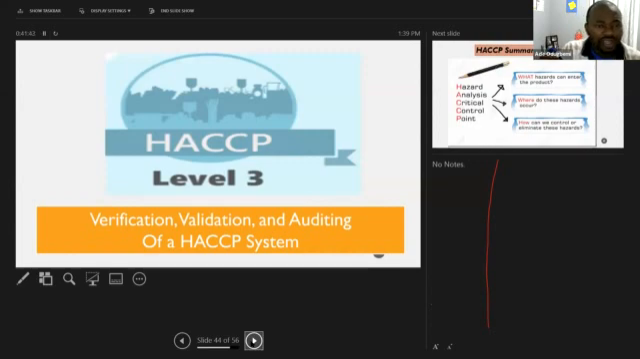Then level 3 is all about verifying, validating, and auditing of a HACCP system. I call that, are we doing the right things? And are we doing the right things correctly? It's about making sure that what you are doing is value added. What you are doing brings purpose. What you are doing is ensuring the safety of the product. So that's the difference between level 2, which is about reading and writing a HACCP plan, and level 3, making sure that what you are doing is the right thing.